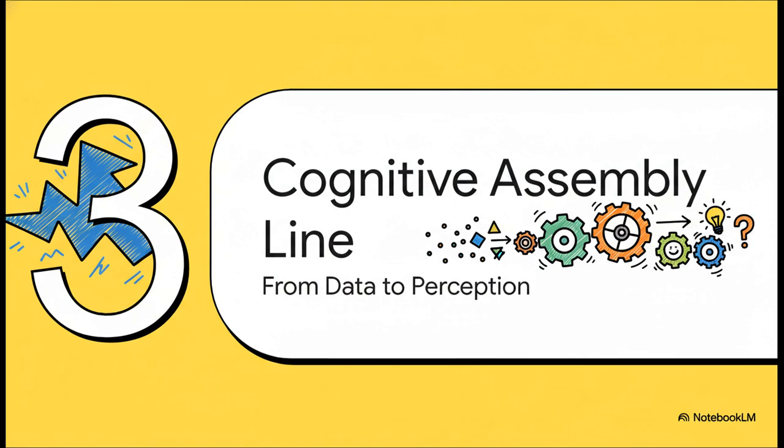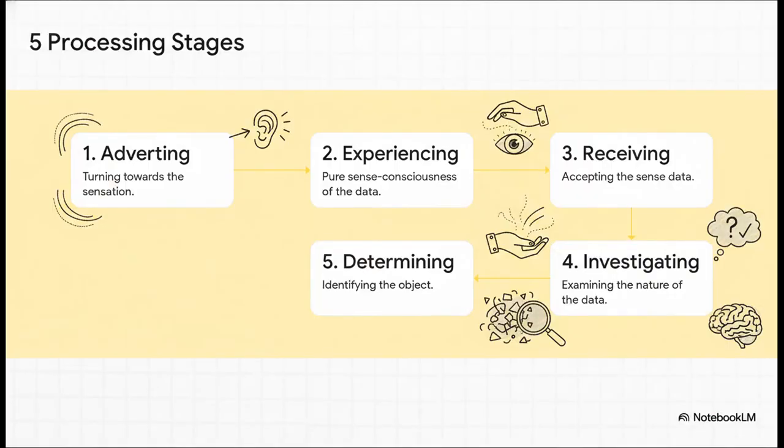Okay, so the bhavanga stream is on pause. What happens now? Well, the mind kicks into a whole new mode. It becomes this lightning-fast cognitive assembly line, where raw sensory data gets taken in, processed, and turned into something meaningful. And it all happens in a series of distinct stages. So here's the roadmap for that assembly line. It starts with the mind just turning towards the sensation. Then it experiences it, receives it, investigates it, and finally determines what it is. Let's walk through each one.